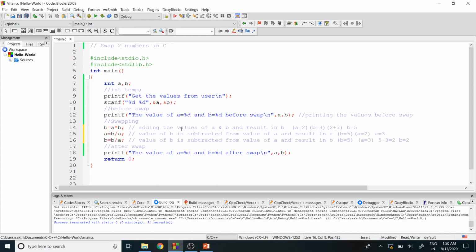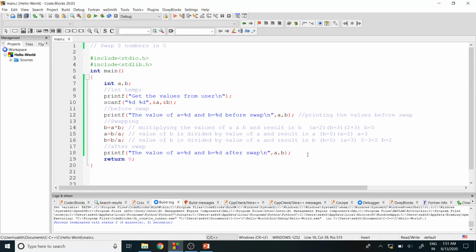Now, what is it doing? We are multiplying the values of A and B, and the result is stored in B. Next, the value of B is divided by the value of A, and whatever the result is, it's stored in A. In the next case, the value of B is again divided by the value of A, and now the result is stored in B.